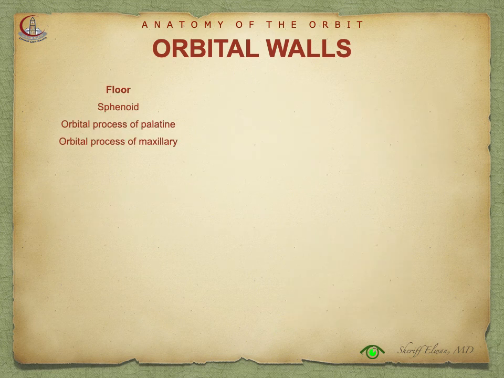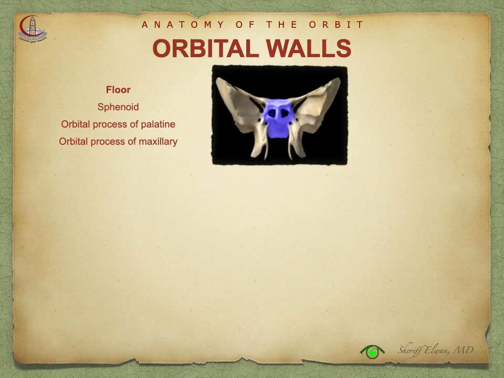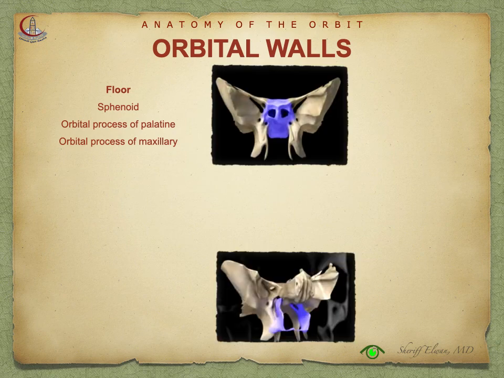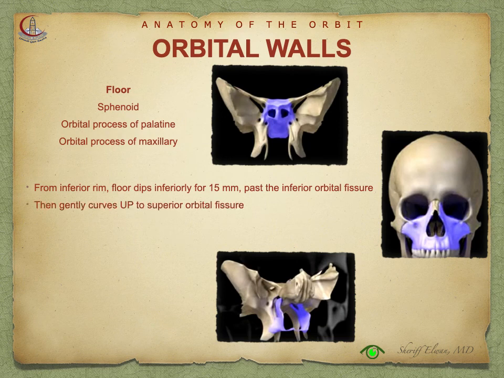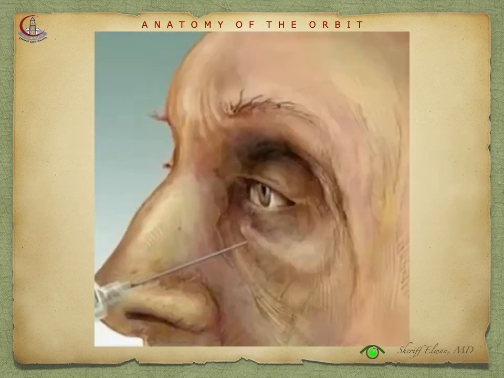The floor of the orbit is formed of the sphenoid bone, the orbital process of the palatine, and the orbital process of the maxilla. From the inferior rim, the floor dips inferiorly for 15 millimeters past the inferior orbital fissure, and then gently curves up once more to the superior orbital fissure. There is a clinical significance of this fact while repairing the orbital floor fractures and while giving peribulbar anesthesia.